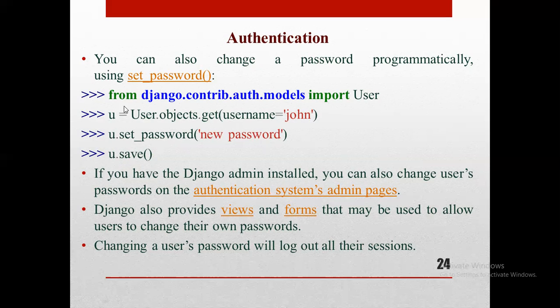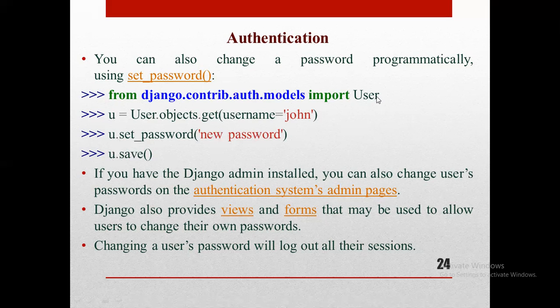Here you can see you can write from django.contrib.auth.models import User. Then u = User.objects.get, with username equal to the specified username. Then u.set_password, the object u dot set_password. We have to set the password in this bracket. You can write the password and save it with u.save. So by using the set_password function, you can set the password for that particular user in this way.